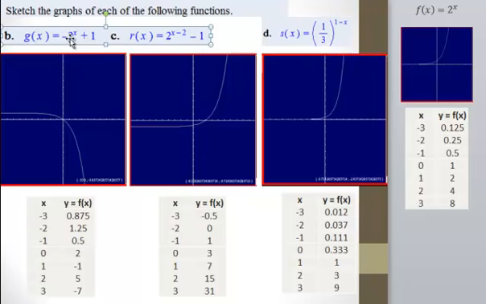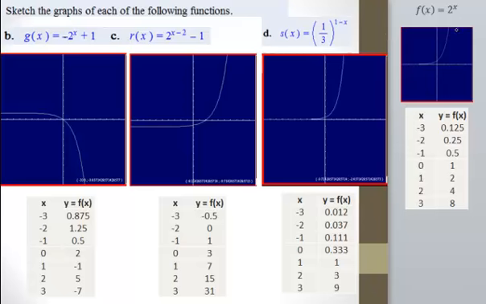Now, if we were to plug some values into this first function, I've included that table here. We would get this graph. So how does this graph relate to this function? Well, this negative in front of the base will make it reflect over the x-axis. Adding 1 to this function will shift the graph up 1 unit.